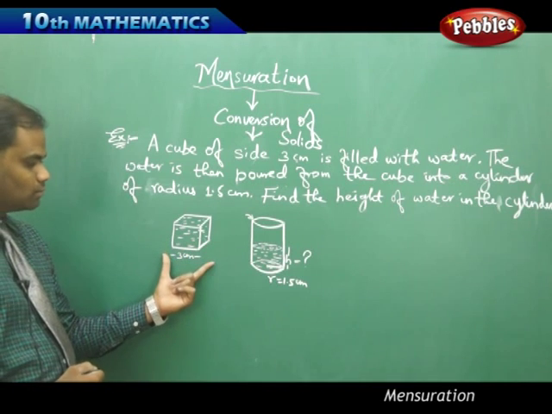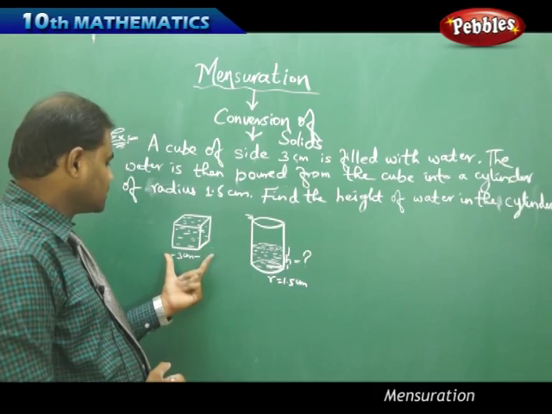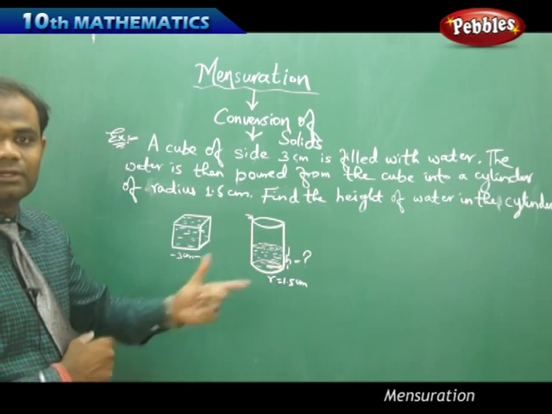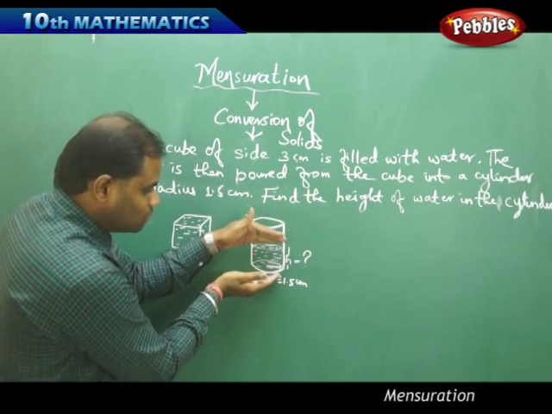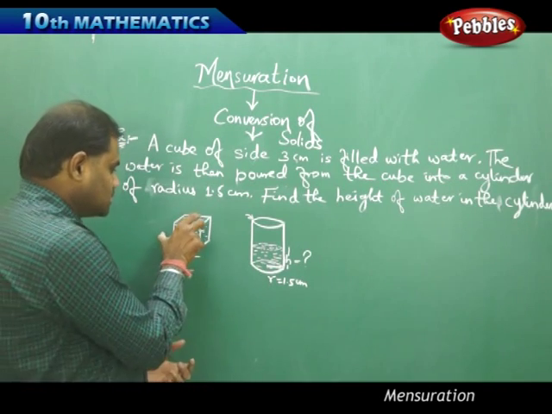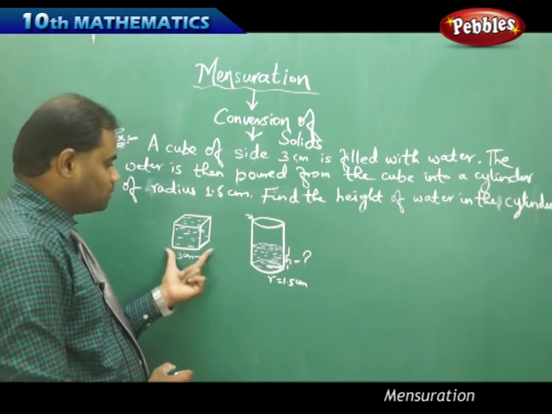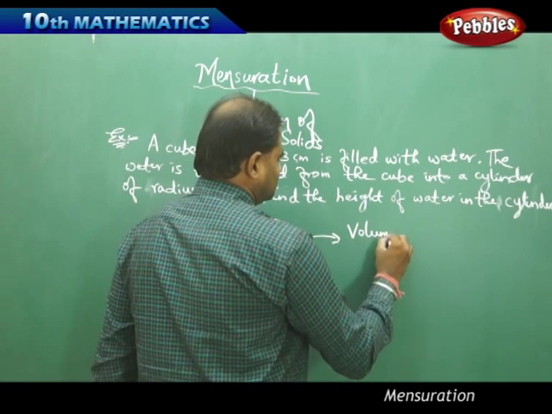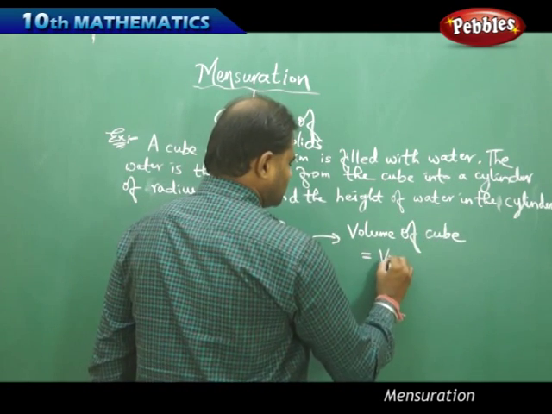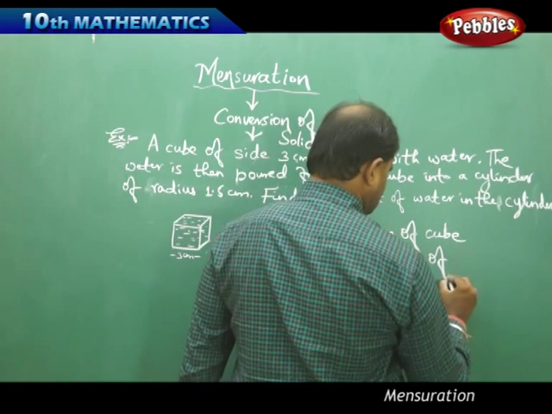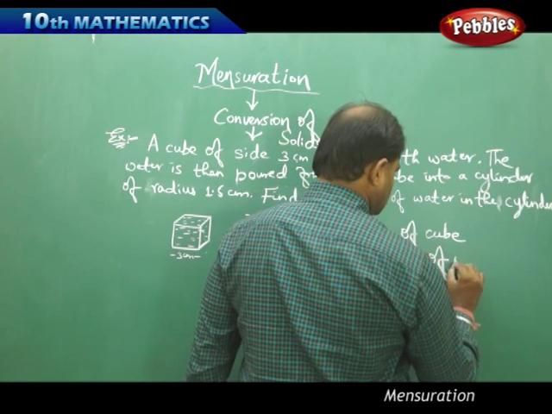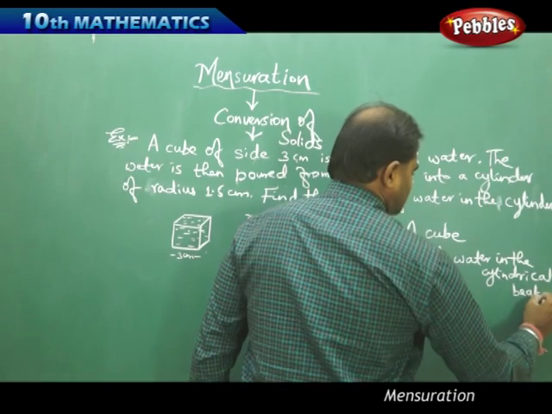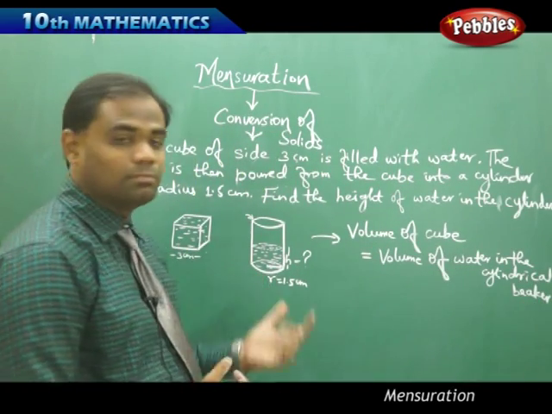So initially I clearly understand that exactly the amount of water filled in the cube, which is the capacity of the cube, is poured into the cylindrical vessel. This implies the volume of cube is nothing but the volume of the cylindrical part occupied by the water. Because this is the same water poured inside the cylindrical beaker, the volume of cube is the volume of water inside the cylindrical tank. Therefore, here I have volume of cube is equal to volume of water in the cylindrical beaker. This is how we visualize when the same water is poured inside the cylindrical beaker.